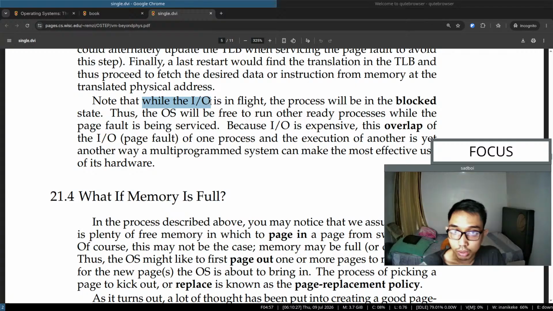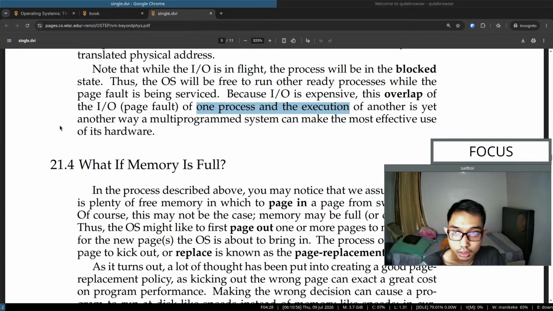Note that while the input-output is in flight, the process will be in the blocked state. Thus, the operating system will be free to run another process while the page fault is being serviced, because input-output is expensive. This overlap of the input-output of the page fault of one process and the execution of another is yet another way a multi-programmed system can make the most effective use of its hardware.